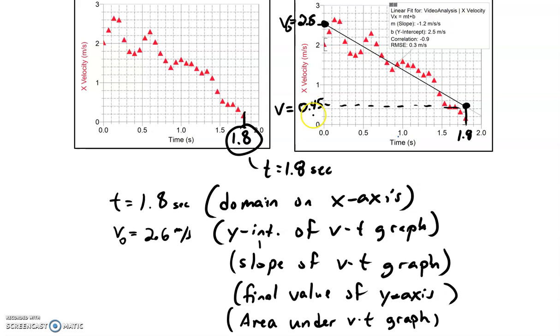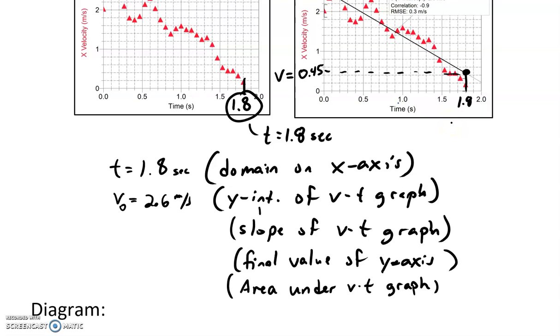I can also get the ending speed v, right? So I'm just looking at the x and y axes. X-axis gave me time, y-axis gives me velocity, so I can get the beginning velocity and the ending velocity. Ending velocity is 0.45. It's not quite stopped, but it's pretty close.